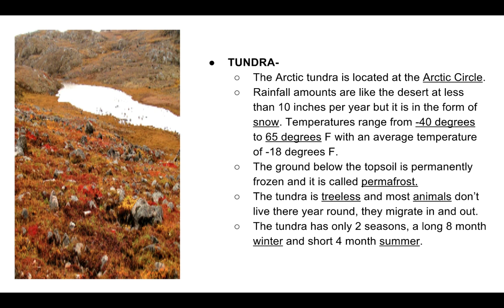The tundra is treeless, and most animals don't live there year-round. They migrate in and out. And the tundra only has 2 seasons, a long 8-month winter and a short 4-month summer. So this is an important characteristic, that it has permafrost. There is a layer of the soil, the ground, the dirt, that is permanently frozen. So that means plants can't actually put their roots very deeply. That's why there's not really very many trees, if really any trees at all. And most animals don't live there because it gets so cold most of the year.